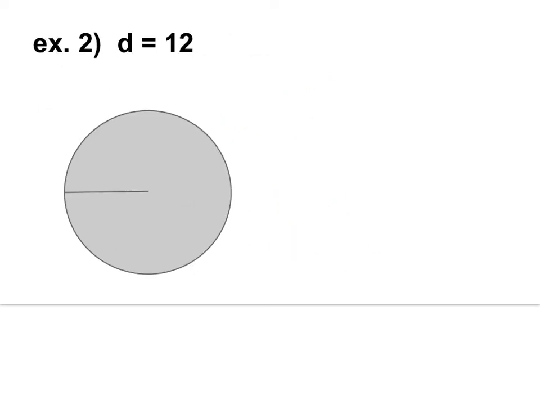Okay, so for the next one, we're being given the diameter. That should be going all the way across. Sorry, that's my fault. That should be going all the way across. So if you notice in the area formula, which you should be writing every time, area equals pi r squared, there's no d in it. There's no diameter in it. So go ahead and find out what the radius is. If the diameter is 12, then the radius is going to be half of that. So the radius is going to be 6.